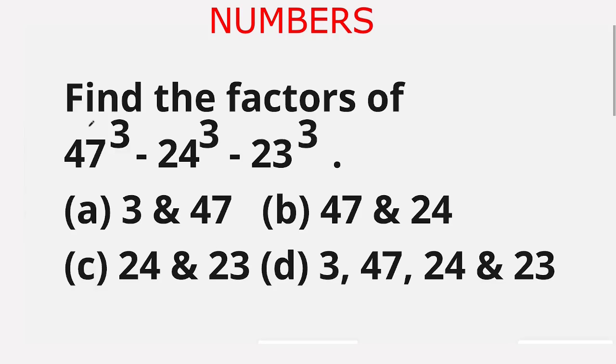Our question is, find the factors of 47 to the power 3 minus 24 to the power 3 minus 23 to the power 3. The given options are option A, 3 and 47, option B, 47 and 24, option C, 24 and 23, option D, 3, 47, 24 and 23.